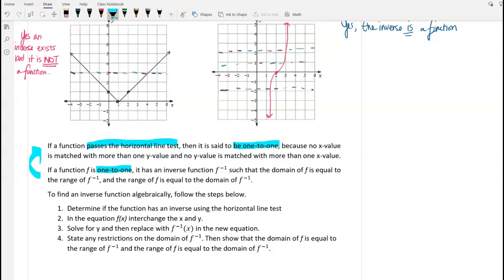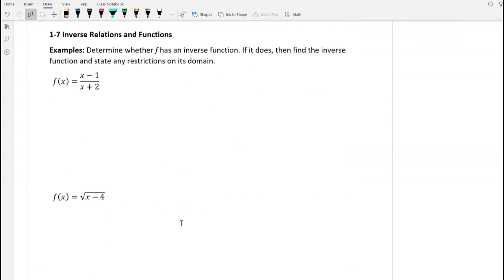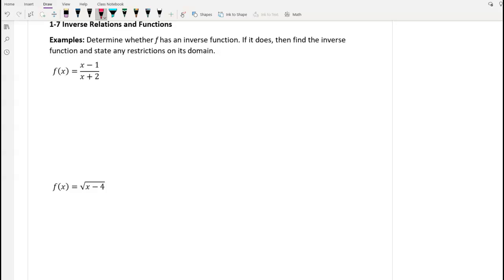Now we're going to practice finding that inverse algebraically once again. Remember from our example beforehand, we're just going to interchange those domains and those ranges. So here's our first example. Here we have f of x equals x minus 1 over x plus 2. Here we switch our independent and dependent variables. So instead of y equals x minus 1 over x plus 2, I have x equals y minus 1 over y plus 2. My goal is to get y by itself.